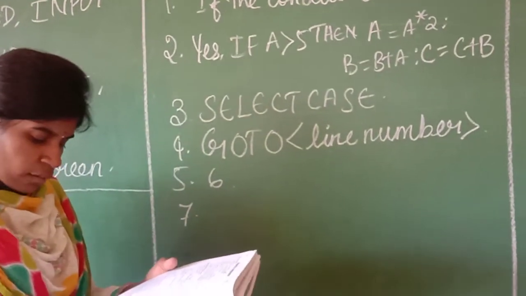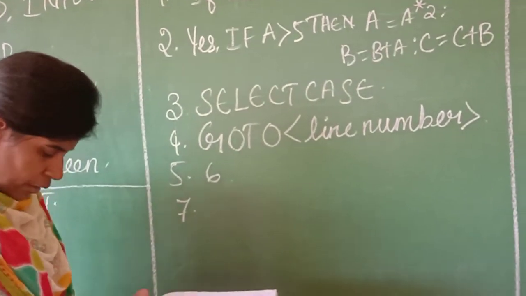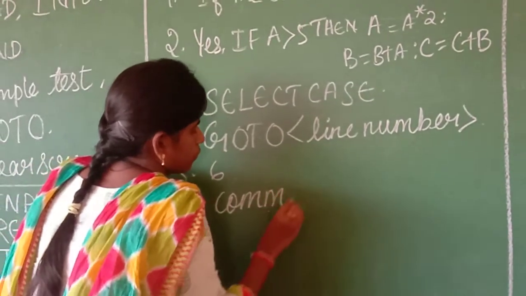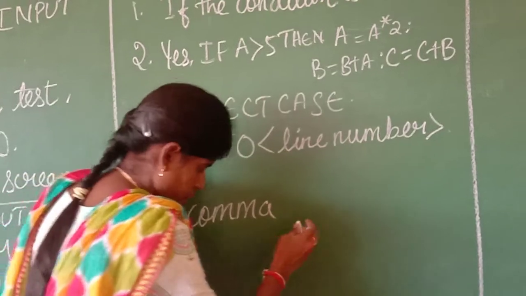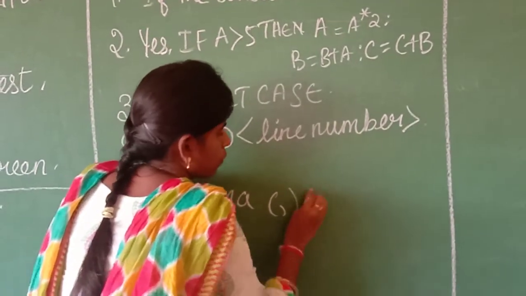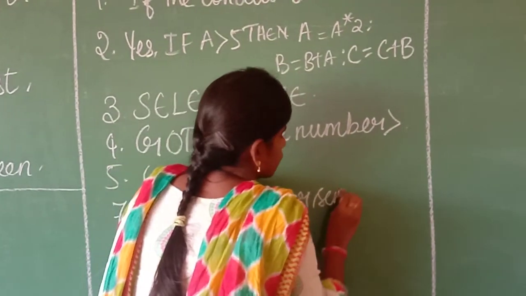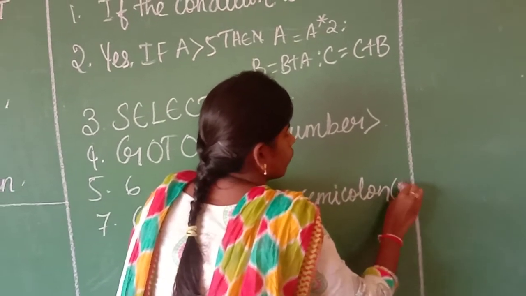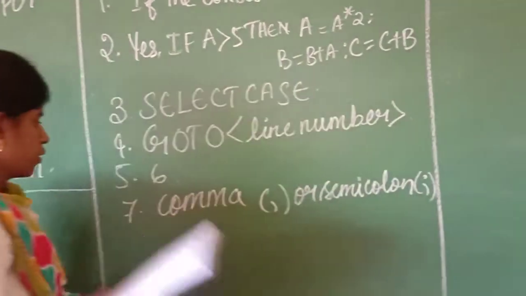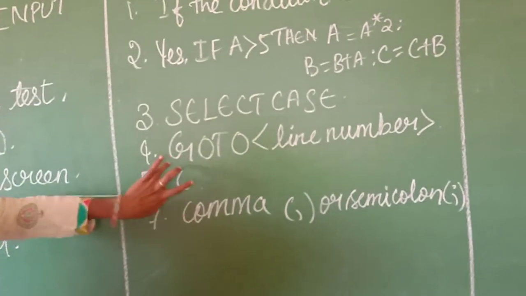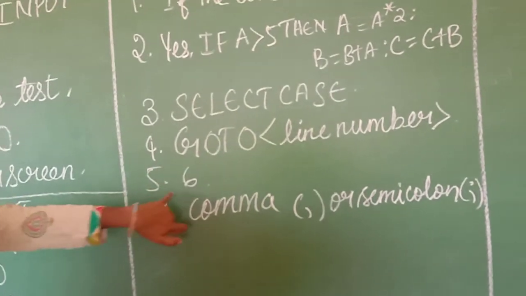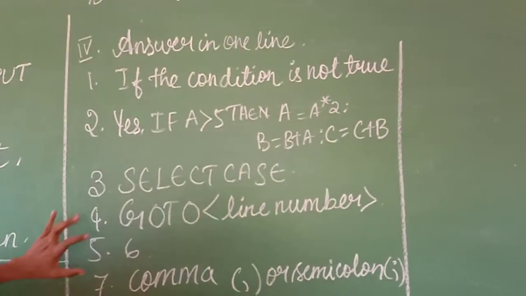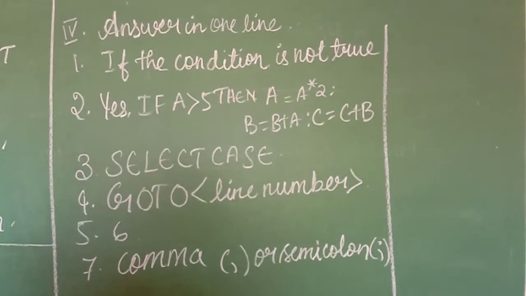Name the separators that are used in the print statement. One is comma, that is comma or semicolon. Okay. I am repeating the fifth and sixth question. When I am sending the classwork part, I will send these two questions also. But these remaining 5 questions you need to write in your textbook only.